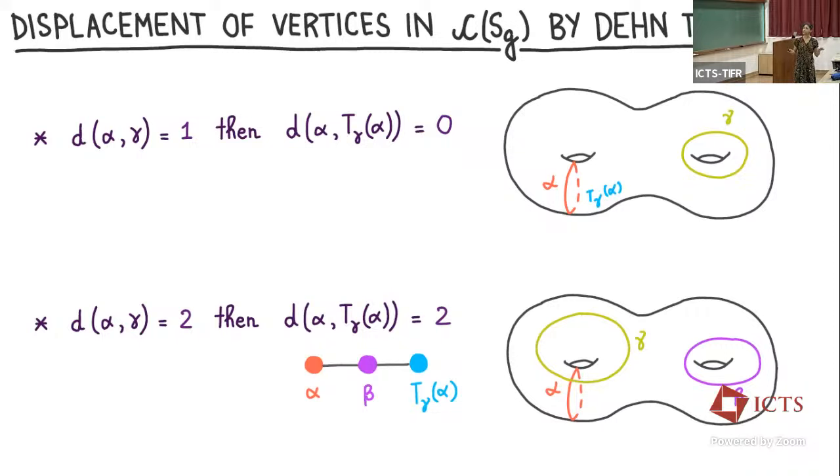We see here that there is no displacement, and the value remains as 0. If alpha and gamma are at distance 2 apart from each other, then we'll always find a curve beta, which is disjoint from alpha and gamma, and beta remains disjoint from alpha and T gamma of alpha as well. And hence we get that this value comes out to be equal to 2.